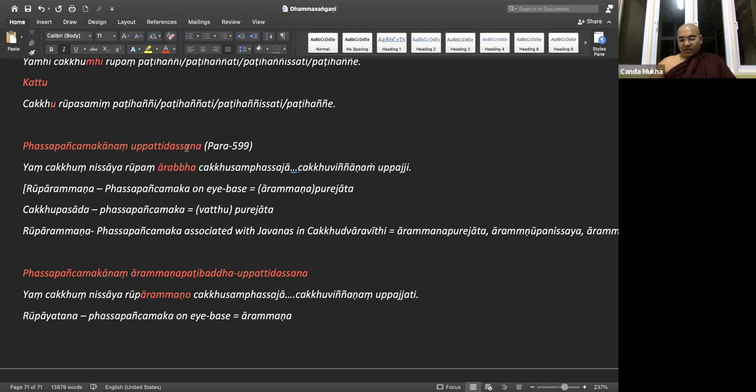So there we can understand that there are 10 sections in this paragraph. The first 5 sections are just showing how phassa etc. arise based on the eye. And the next 5 sections show the arising of phassa etc. not only based on the eye sensitivity, but also connected to the object. So altogether 10 sections are shown in that paragraph.